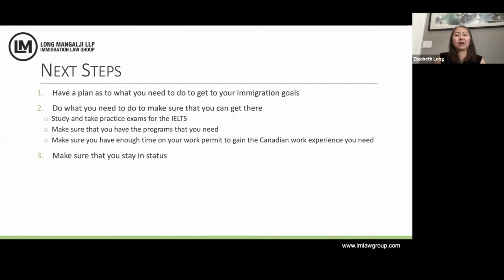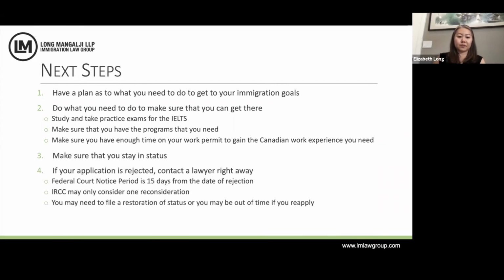Stay in status. I can't emphasize this to you guys enough. If you are not in status and you continue to study or you work in Canada, you are going down a really, really hard path that it will be very difficult for me or any other lawyer to pull you out of, okay? Make sure you obey the law and you stay in status. Understand when your status ends and understand what you need to do to extend your status.